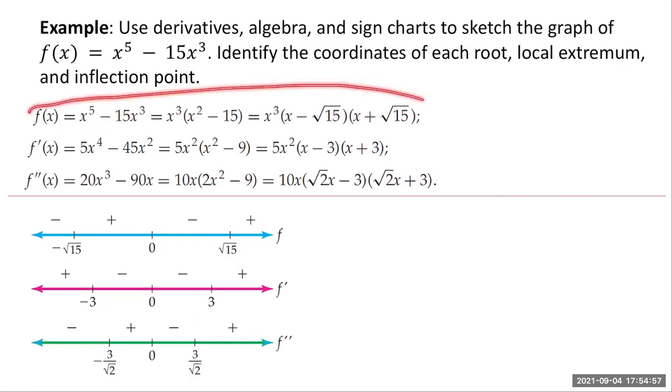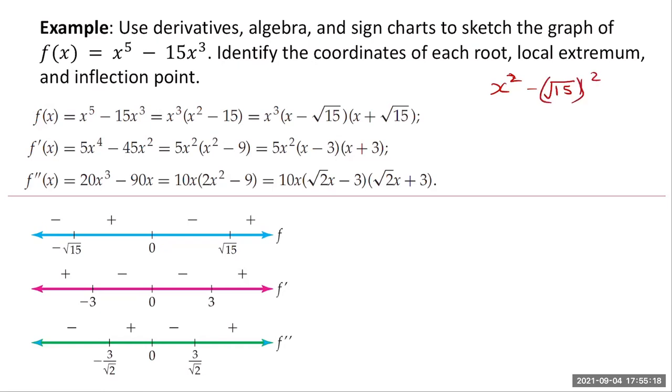Let's look at the sign chart for f first, f of x. This is the given function. You pull out x cube, and you get this factorization. And then you can factorize this again. This is x squared minus 15. You can view that as x squared minus square root of 15 squared. Now, this is the difference of two squares. So the factors of this expression would be x minus square root of 15, x plus square root of 15. So you get the complete factorization of this.